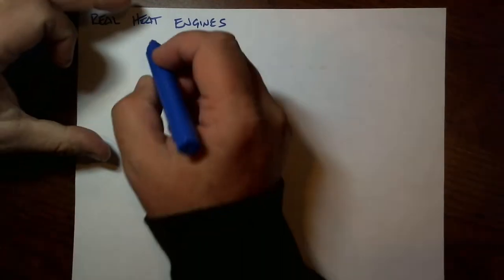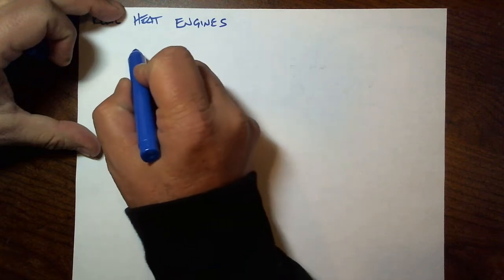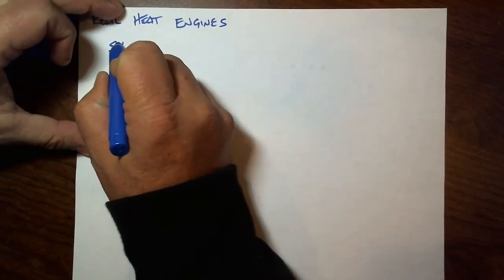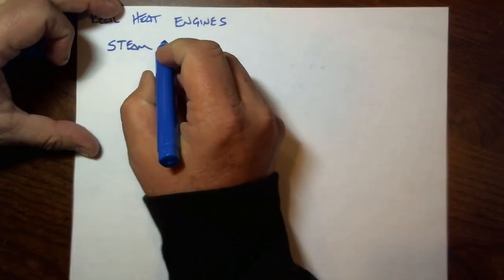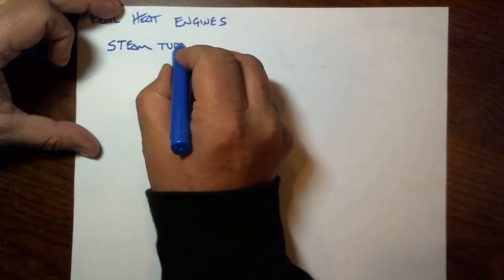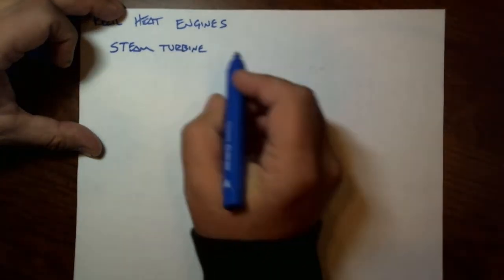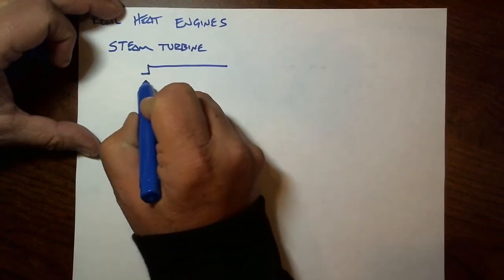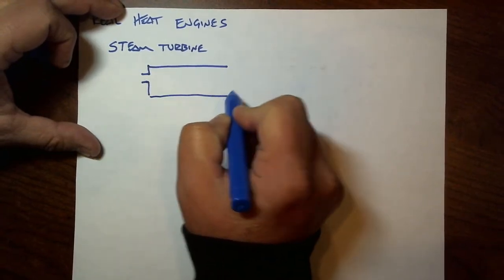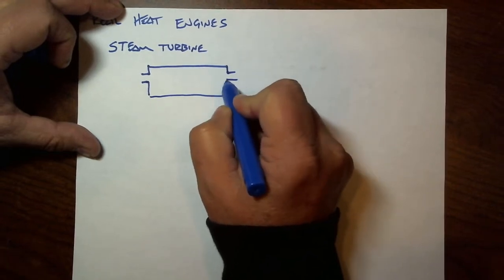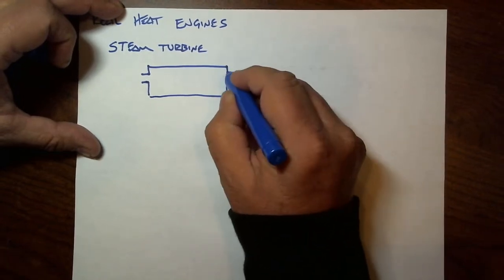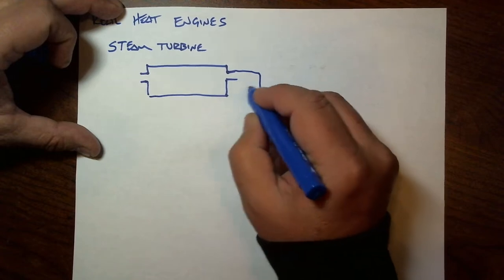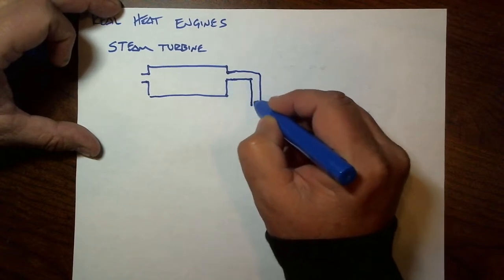Okay, quick video on how to build some real heat engines, and the simplest heat engine you can build is a steam turbine. Many heat engines use a gas of some type, and of course steam is a very common gas to use because it's just water, vaporized water.